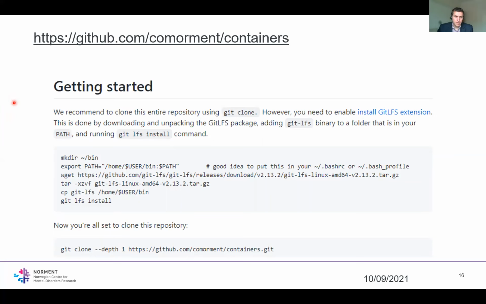So the basic getting started instructions: you just need to clone this Comorment GitHub repository. But remember to activate Git large file support, or Git LFS, before you clone.